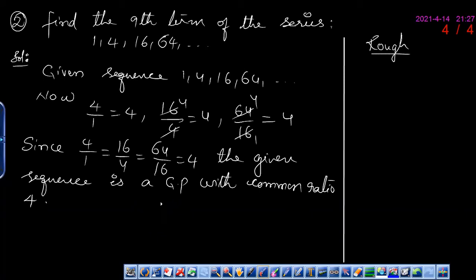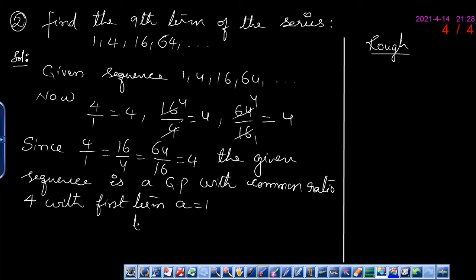Now tell me how to find the ninth term. To find the ninth term, we have a formula: a into r to the power n minus 1. We have to substitute the value of a and then the value of r. To find the ninth term, you need to know the value of a and the common ratio r. The common ratio r is 4, and the first term is a.